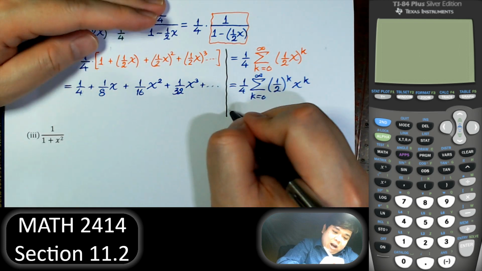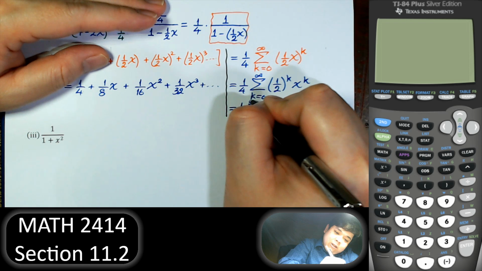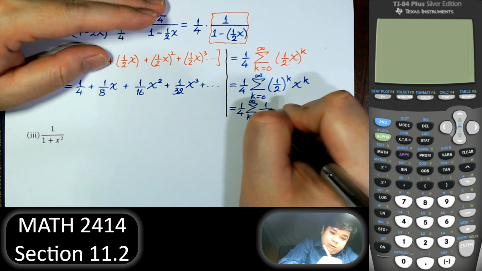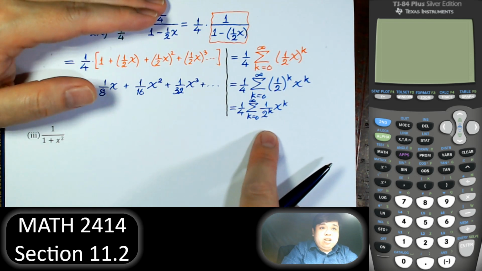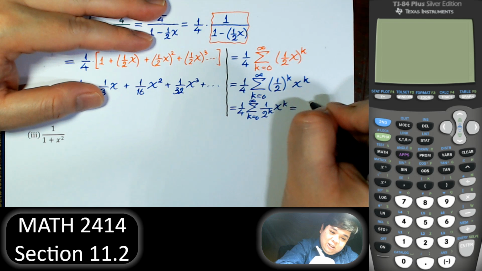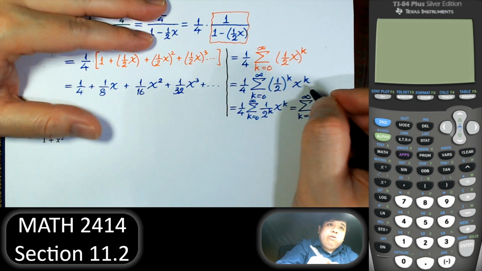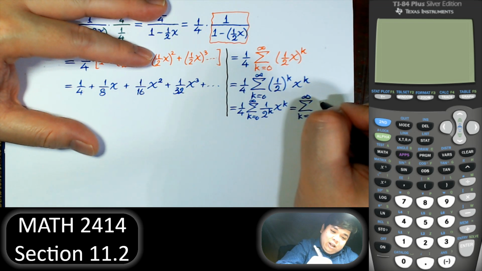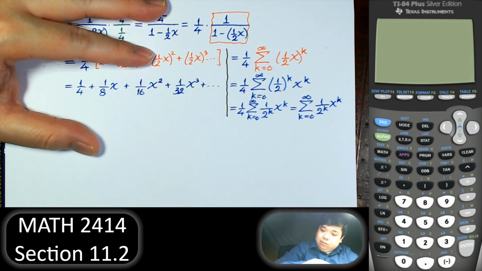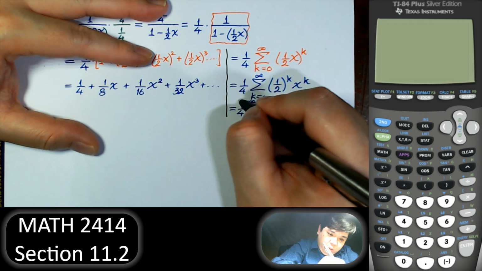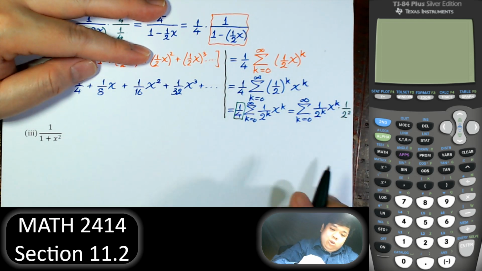And 1/2 to the k power we can write as 1 over 2 to the k power times x to the k power, and then multiply the 1/4 inside if we want to. By the way, the 1 over 4 is that 1 over 2 squared, right? Now the 1/4, 1 over 2 squared. So we can combine those two.